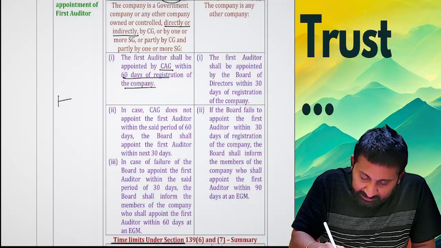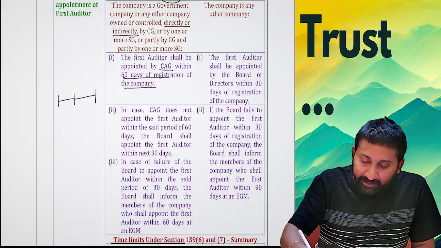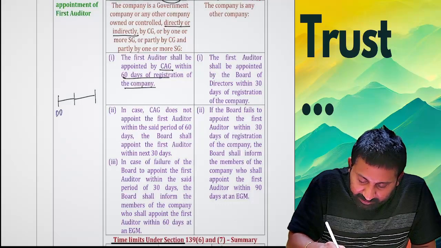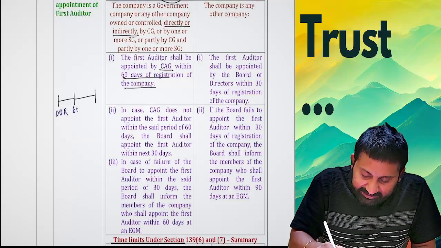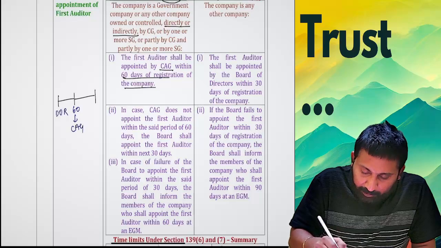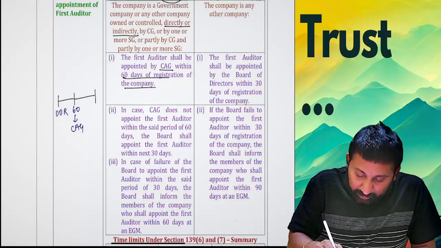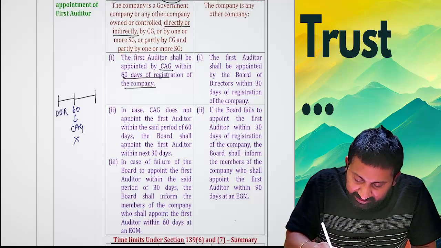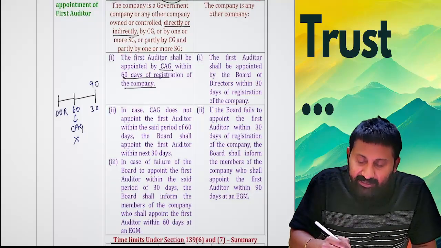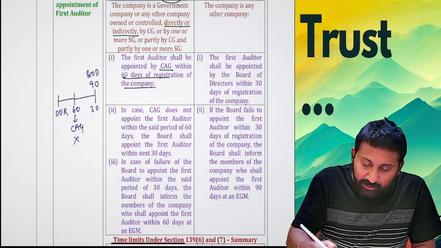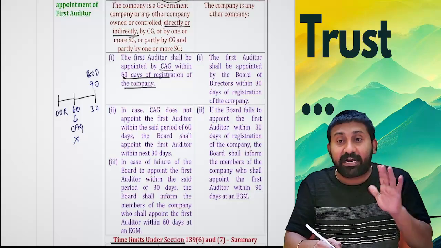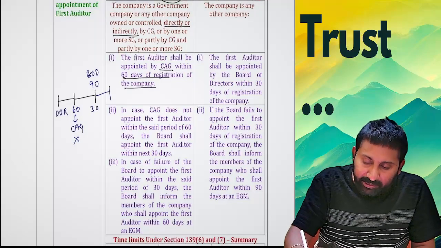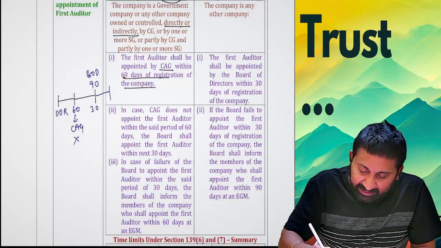That means the time limits will be like this. This is the date of registration. Within 60 days, CAG shall appoint. Appointed, well and good. Not appointed, then within the next 30 days, until the 90th day, the board of directors has to appoint. Even within these 90 days, if they couldn't appoint, the board shall inform the company, who will appoint within the next 60 days.